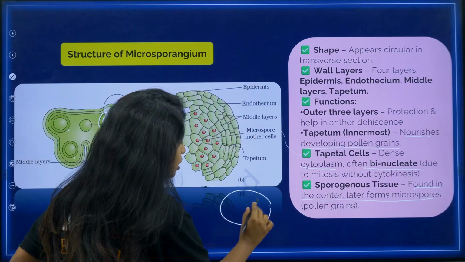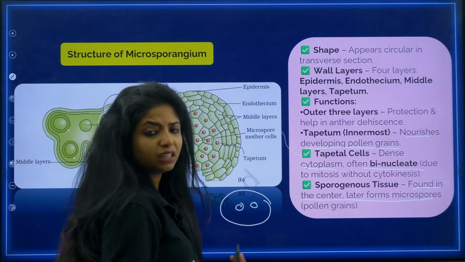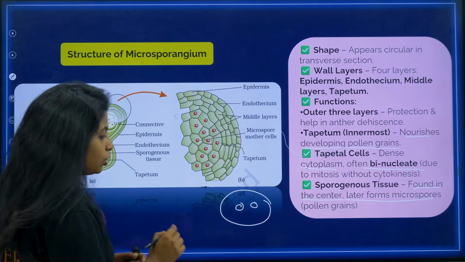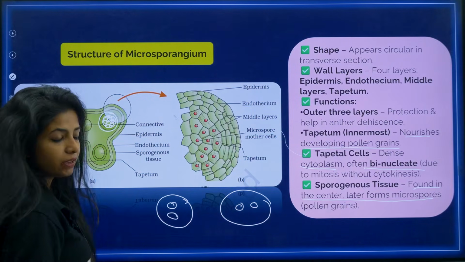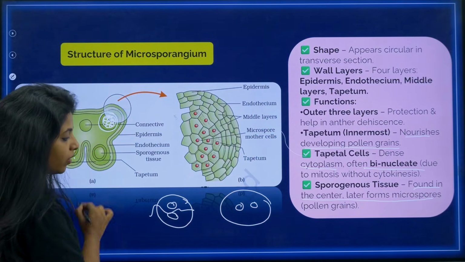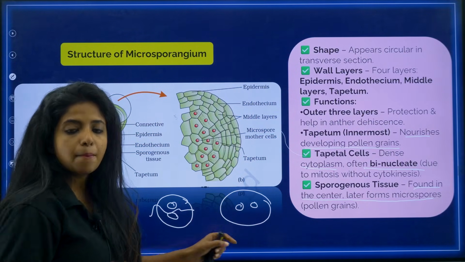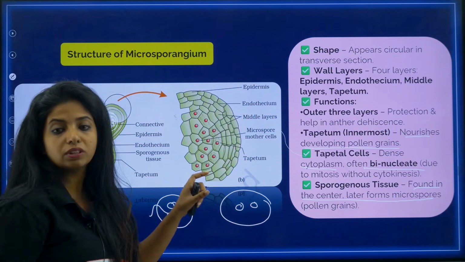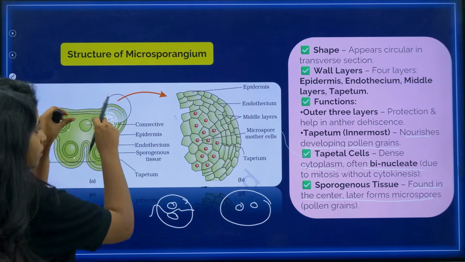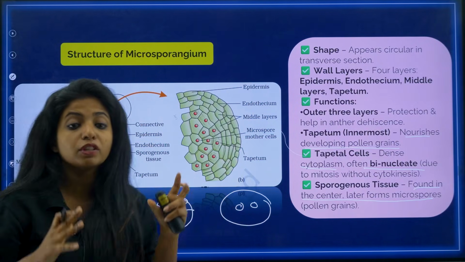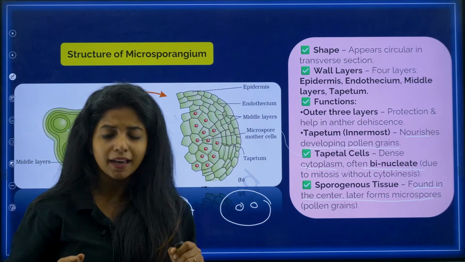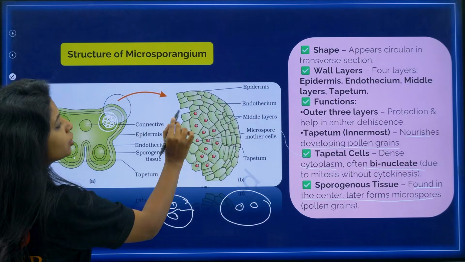That means in one cell you will find two nuclei. Why is this happening? Usually when nuclear division happens, the cell also divides. But probably here, after the nuclear division has happened, the cell might not have divided, which is why both nuclei are there in one particular cell. So outside the sporogenous tissue you have tapetum, which provides nourishment. Now, outside the tapetum you have three layers.